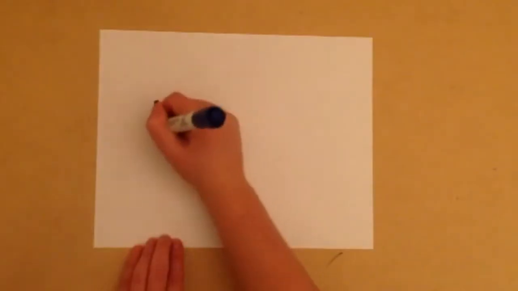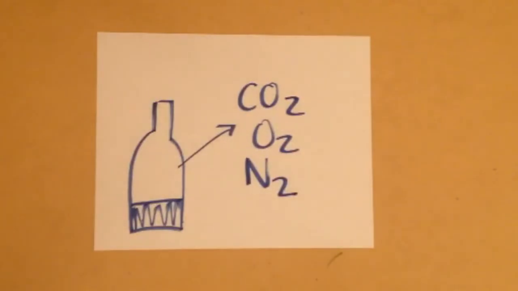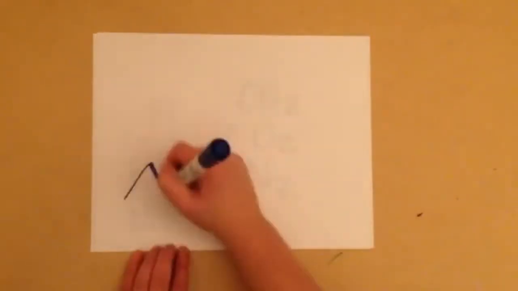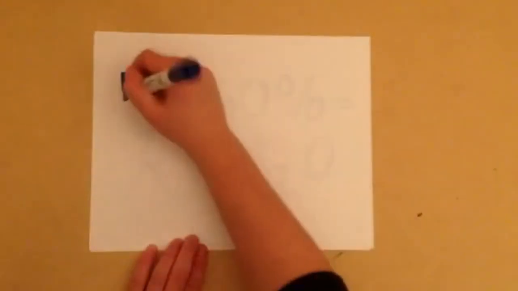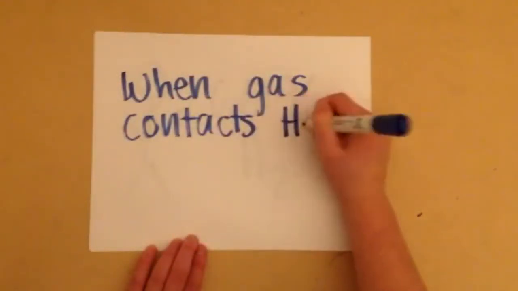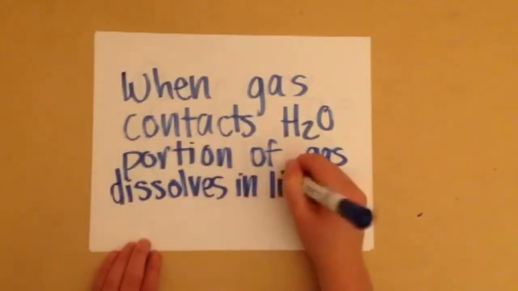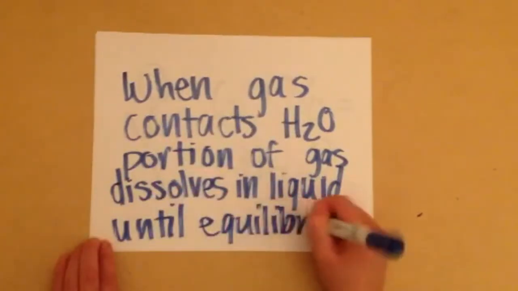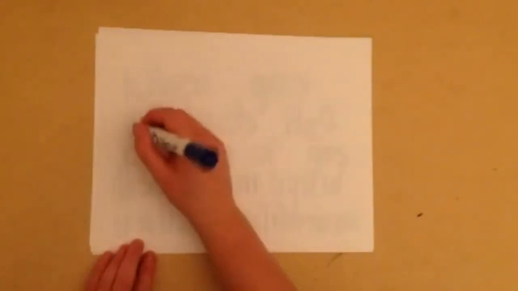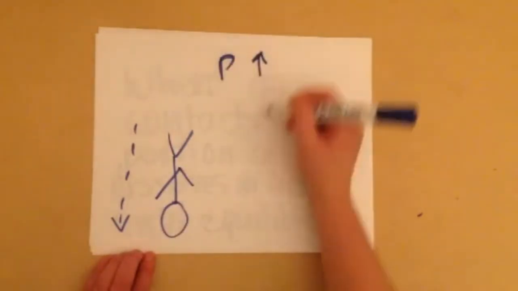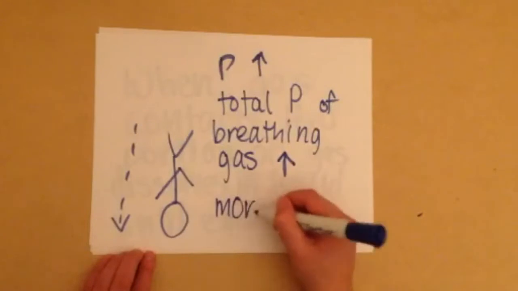CO2, O2, and N2 are abundant in atmospheric air. Divers also use various mixtures of oxygen, nitrogen, and helium. 60% of our bodies are made up of water. Whenever a gas is in contact with a liquid, a portion of the gas will dissolve in the liquid until equilibrium is reached. So as pressure increases, the total pressure of a breathing gas increases as well, which means more gas dissolves in your body tissue.